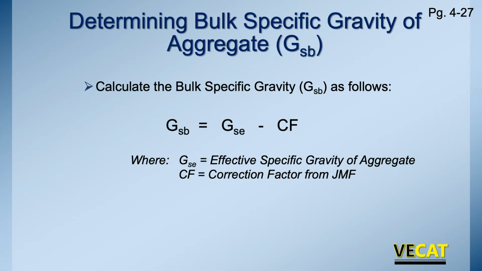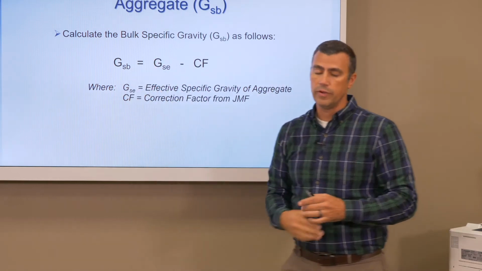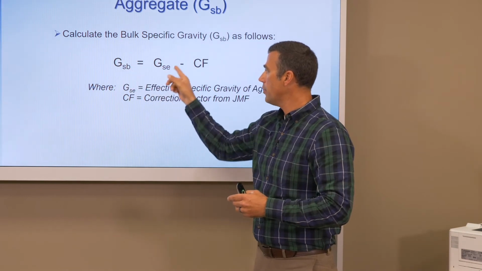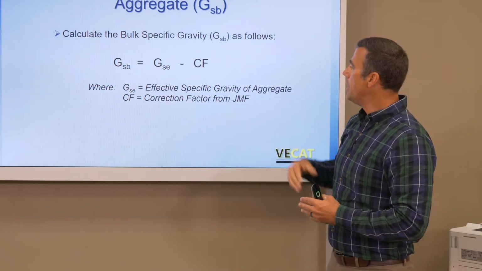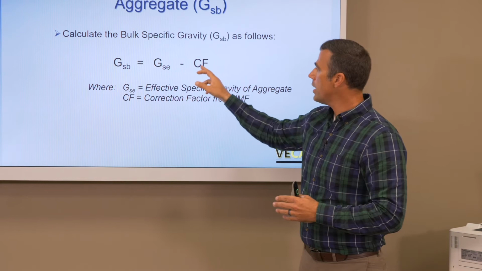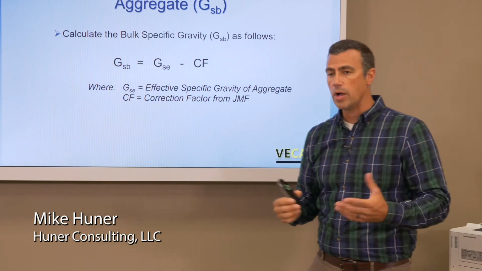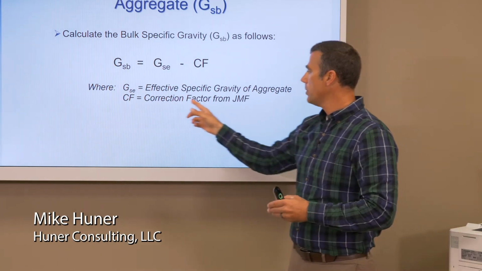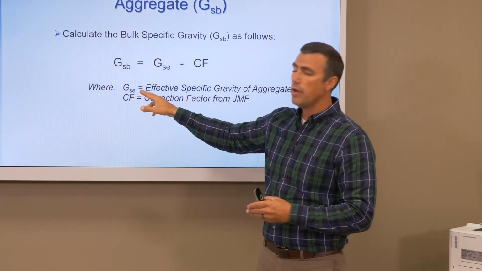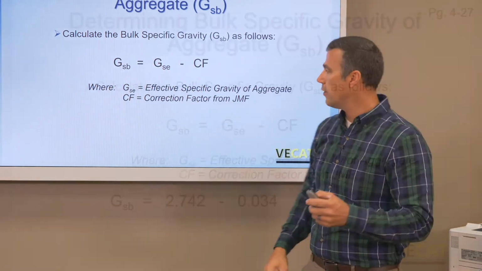Now we know our effective gravity of our stone, which is going to be used in this equation here to calculate our bulk specific gravity of our stone. Okay? That's the property we definitely need, but to get here we had to first calculate the effective. Another value that you're going to need to be able to determine this bulk specific gravity of the stone is this correction factor. This correction factor is determined during the mix design procedure. So on your job mix formula, you should have listed a correction factor to be able to take an effective specific gravity of the stone, make a correction or adjustment to it to determine the bulk specific gravity.